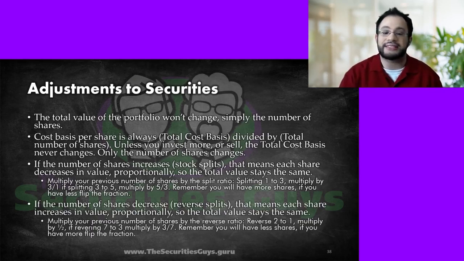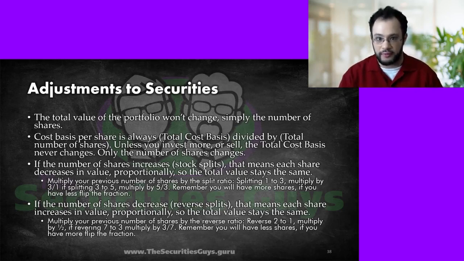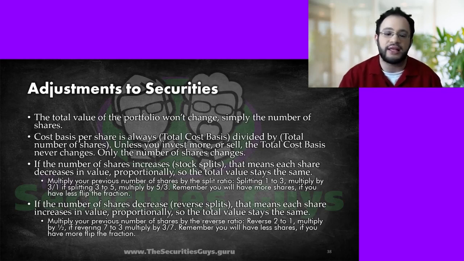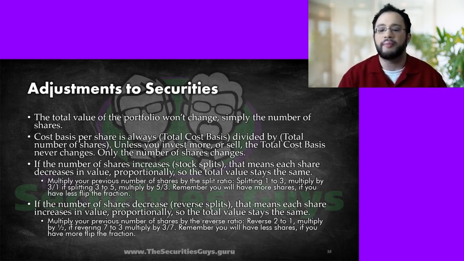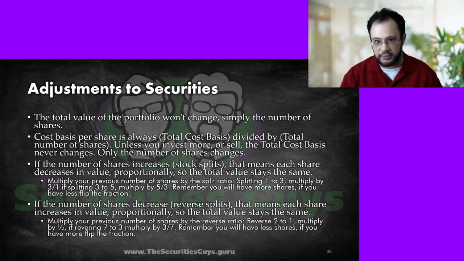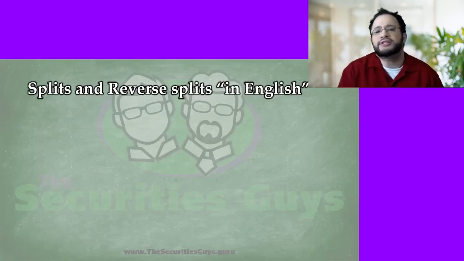If the number of shares is decreasing, reverse splits, that means each share increases in value proportionally. So the total value remains the same. You want to multiply your previous number of shares by the reverse ratio. Reverse 2 to 1 means we're multiplying by 1/2. If reversing 7 to 3, that means we're multiplying by 3/7. Now the smaller number is on top. Remember, you will have less shares. If you actually have more shares, you want to flip the equation because you're actually dealing with a stock split in that case. Splits and reverse splits in English.